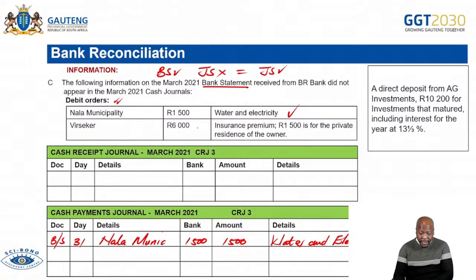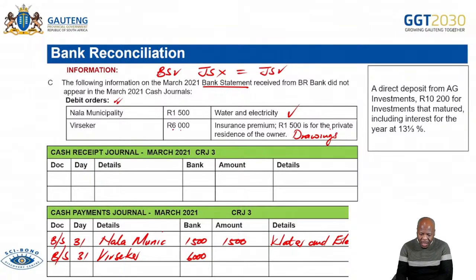Here we have Visica and it's 6,000. We're told it is for insurance premium. 1.5 is for the private residence of the owner. Okay, so here we're dealing with what? Here we're dealing with drawings. So I'm going to come here again. It's the bank statement. The date is the 31st. And then what do I now say? We have paid Visica. And then how much is that amount? 6,000. And then I come here now.